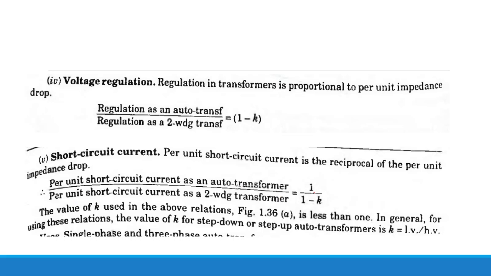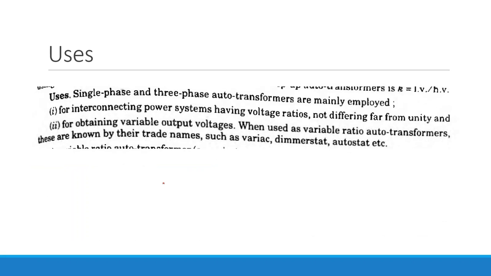will be equal to 1/(1 minus K). It is just a reciprocal, you can see here: the per unit short circuit current as an auto transformer to the per unit short circuit current as a two winding transformer is inversely proportional to 1 minus K. So these expressions are required for your competitive examination.